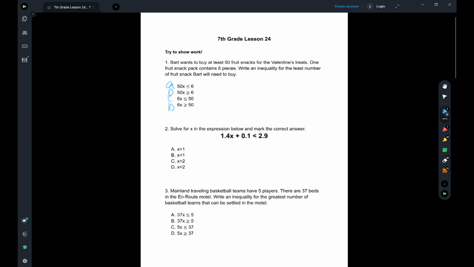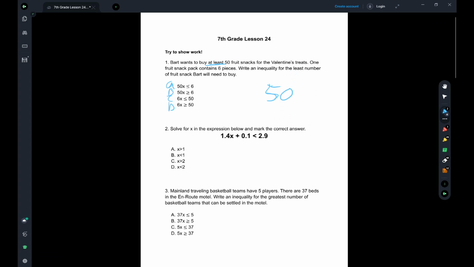So this question is saying that what Bart wants to buy is at least 50 fruit snacks. So that means he can have 50 or more. You can have more than 50, but you cannot have less than 50. So what we need to do is just write an inequality for that.